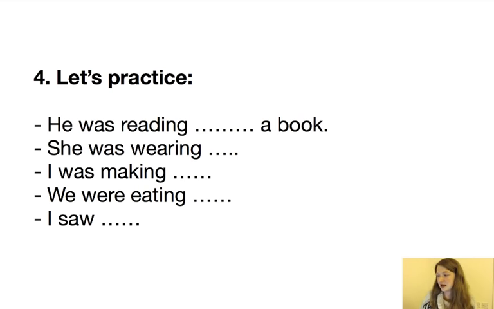I was making a furniture. Furniture is not countable, so you can't use the article a. I mean, you wouldn't use an because it doesn't start with a vowel sound. But here, furniture is uncountable, so you cannot use a. Okay, I was making furniture. She was wearing a hat. We were eating the sandwiches that my mum made for us. Fantastic sentences. Perfect.